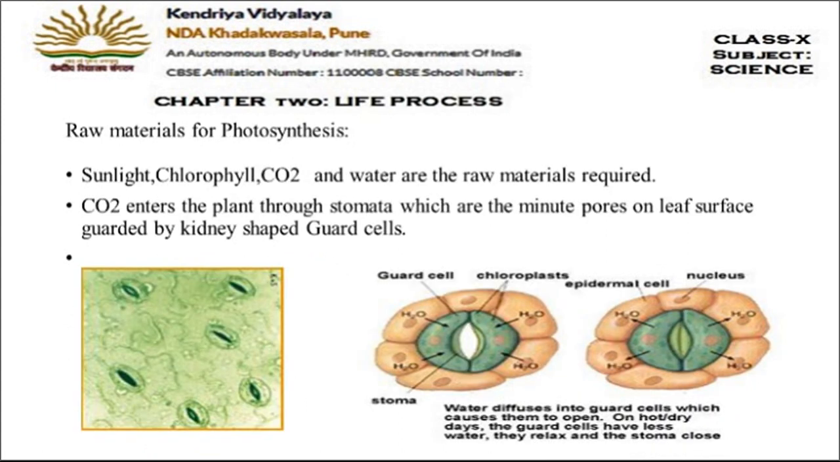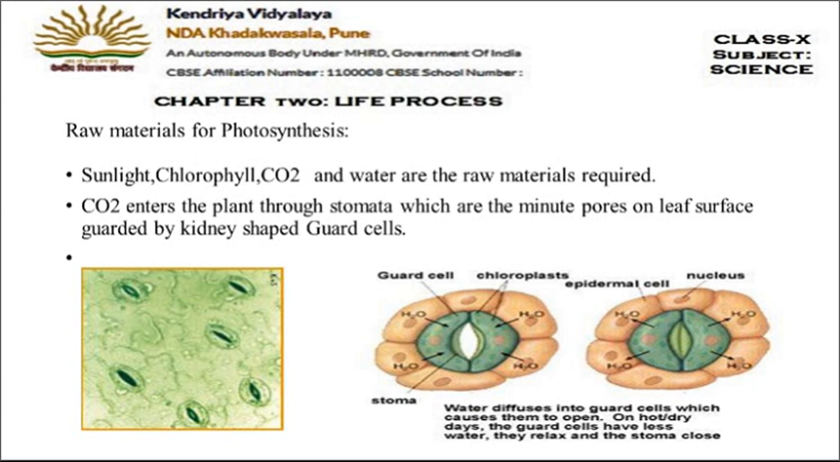Now, raw materials required for photosynthesis. Now, when the plants undergo photosynthesis, which raw materials are required? So, the plants require sunlight, chlorophyll, CO2 and water. These are the four main raw materials needed for photosynthesis.